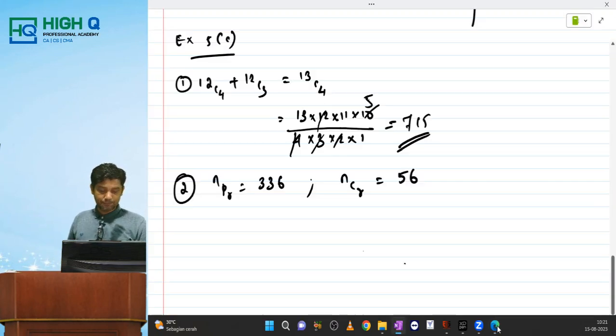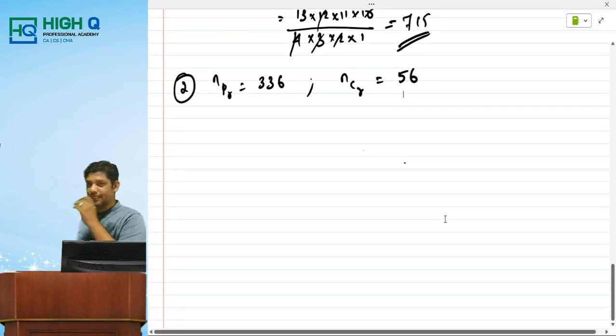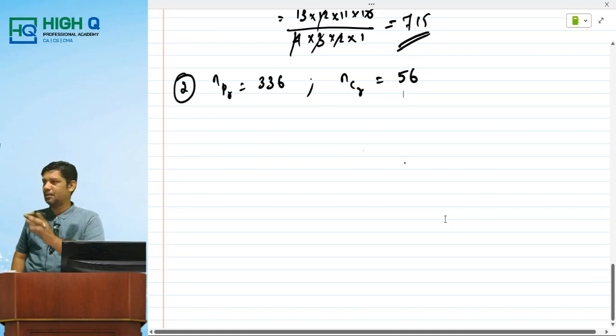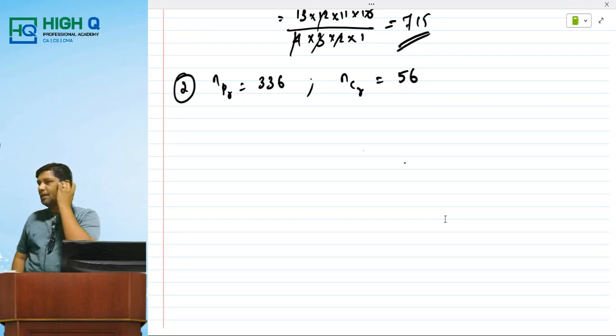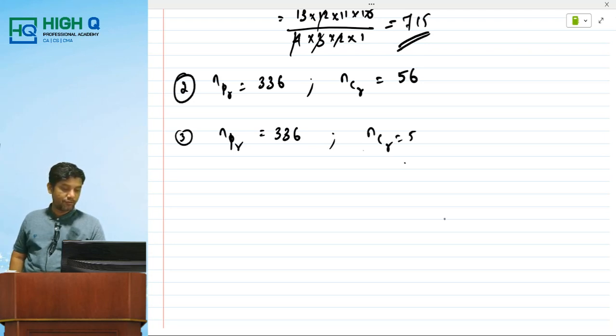But what legends follow, I'll tell you. This is actually the kids' method, maybe the men's method you can say. Okay, the kids' method is the actual method. I will do the kids' method first. nPr is equal to 336 and nCr is equal to 56.